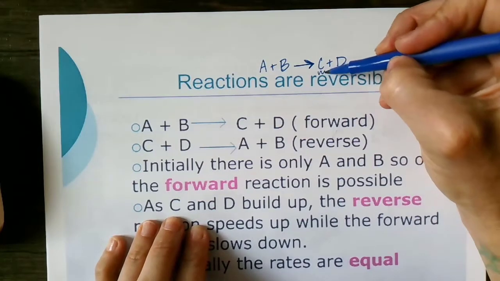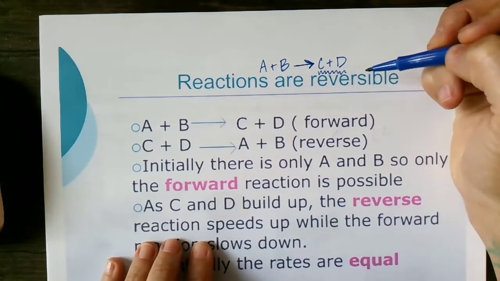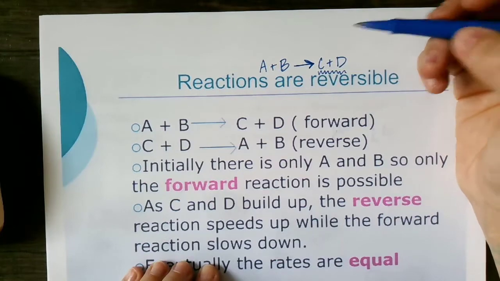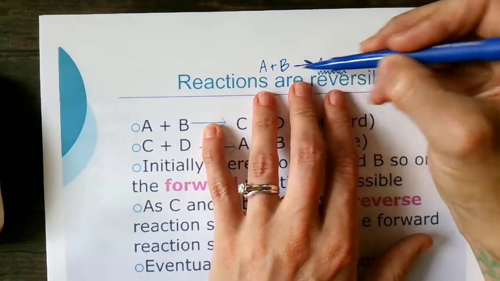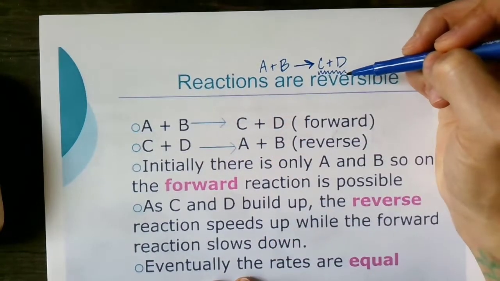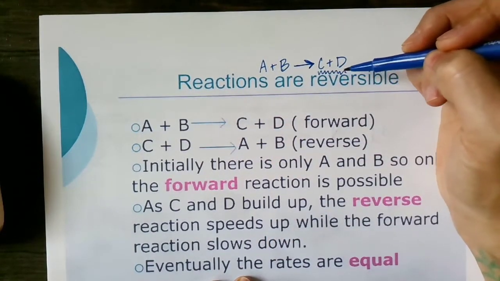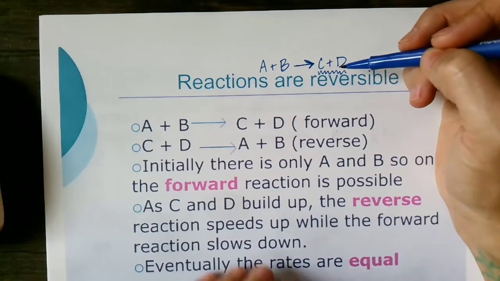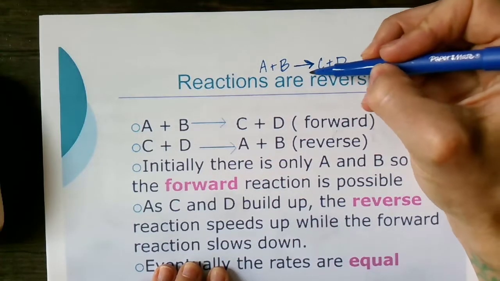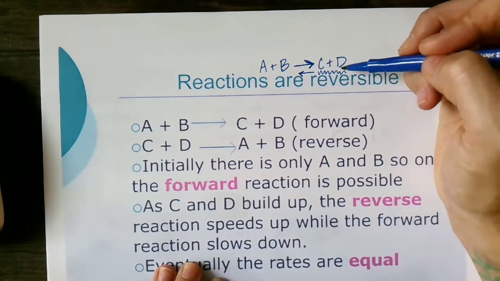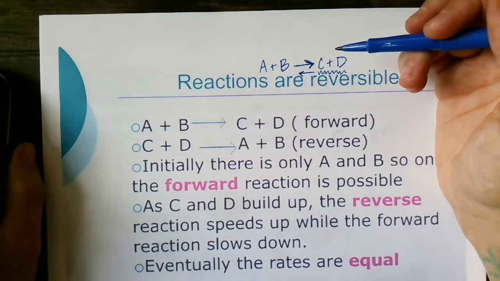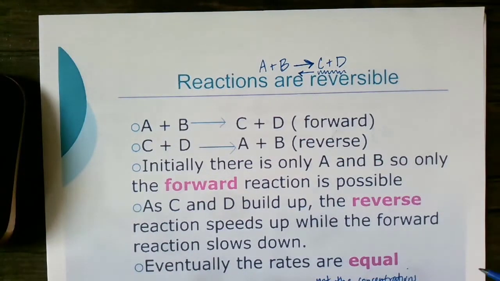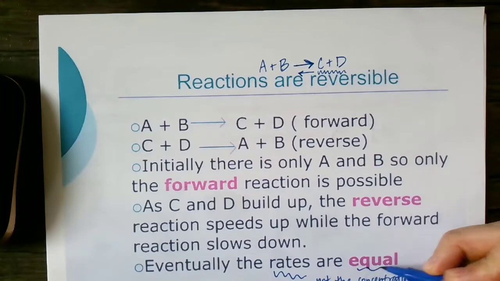But as C and D build up, the reverse reaction speeds up while the forward reaction slows down, because we're having less and less reactants and more products are being formed. But then these products are also hitting against each other. So that reverse reaction can then start to happen. And eventually, the rates will be equal. Not the concentration per se, but the rates will be equal.